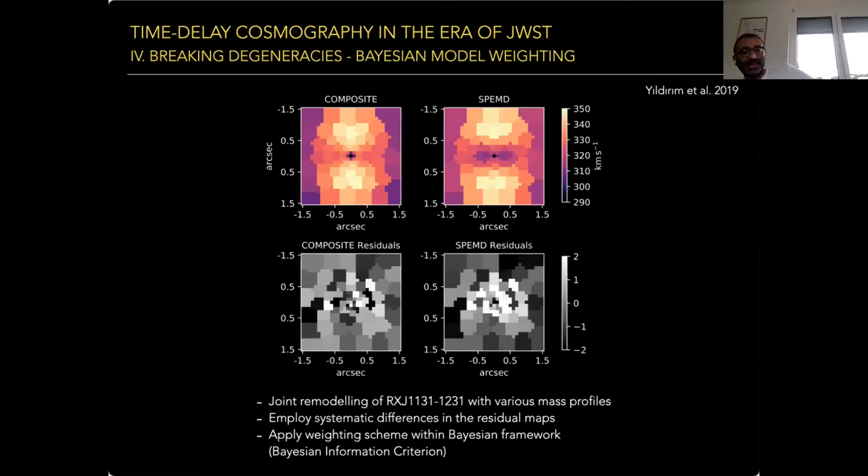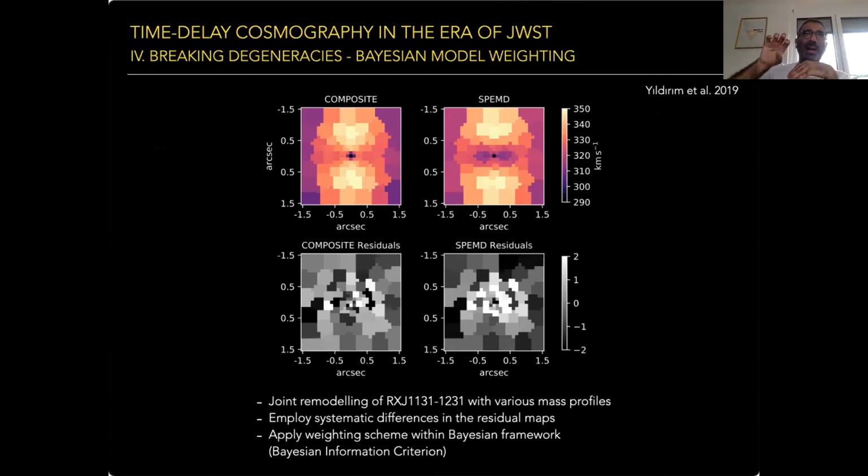So what we did then is we went ahead and basically remodeled all this based only on the lensing data, and then on the joint lensing and stellar dynamical models, by taking into account the JWST-like stellar kinematics. And what you see here is a fit: the best fitting predicted kinematics based on the composite model, which was our actual input model, and the Palomar profile, and then the residual maps.